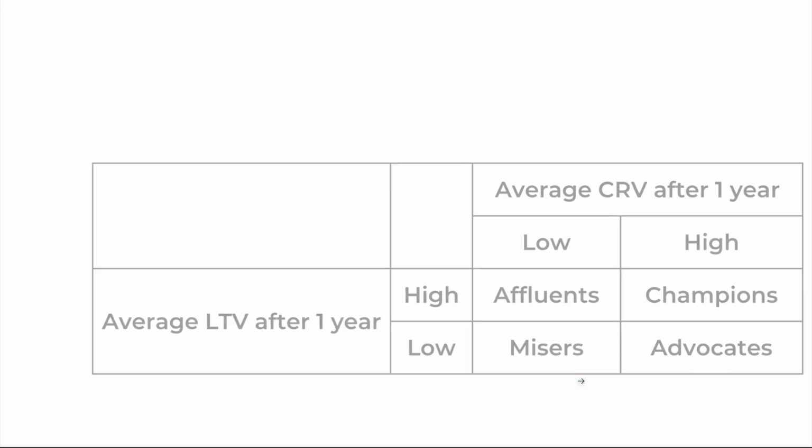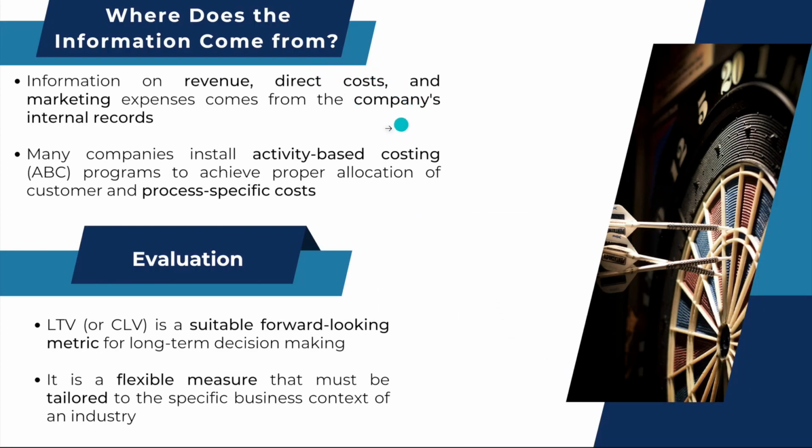Where does the information come from? Information on revenue, direct costs, and marketing expenses comes from the company's internal records. In addition, many companies install activity-based costing, ABC, programs to achieve proper allocation of customer and process-specific costs. Evaluation. LTV, or CLV, is a suitable forward-looking metric for long-term decision-making. Moreover, it is a flexible measure that must be tailored to the specific business context of an industry.